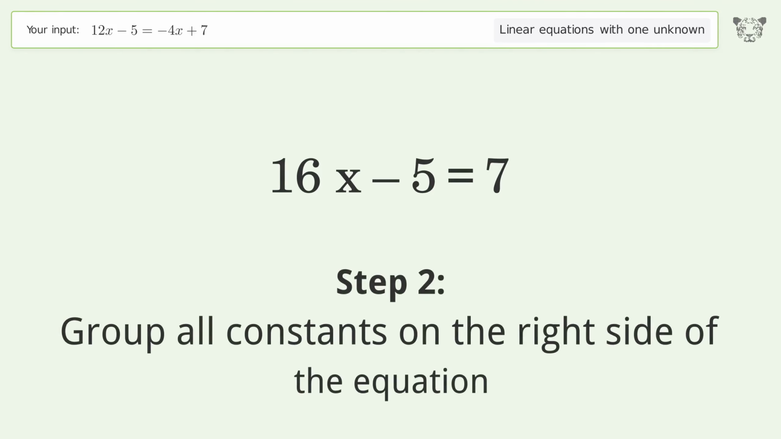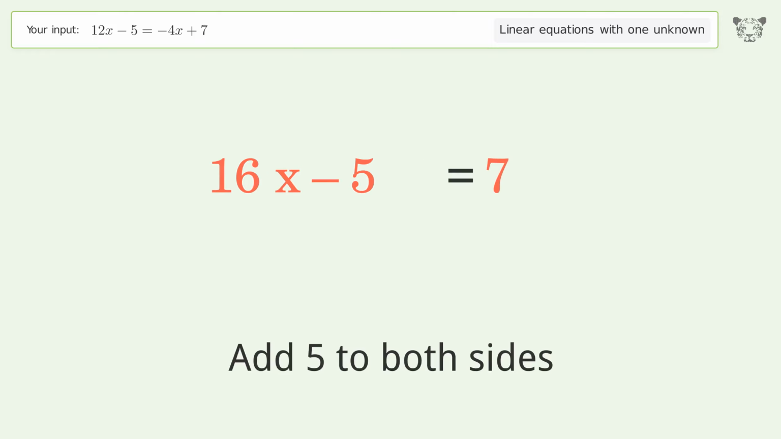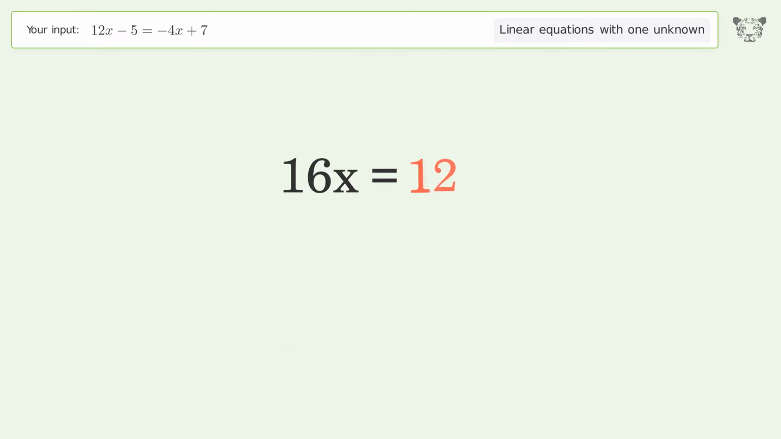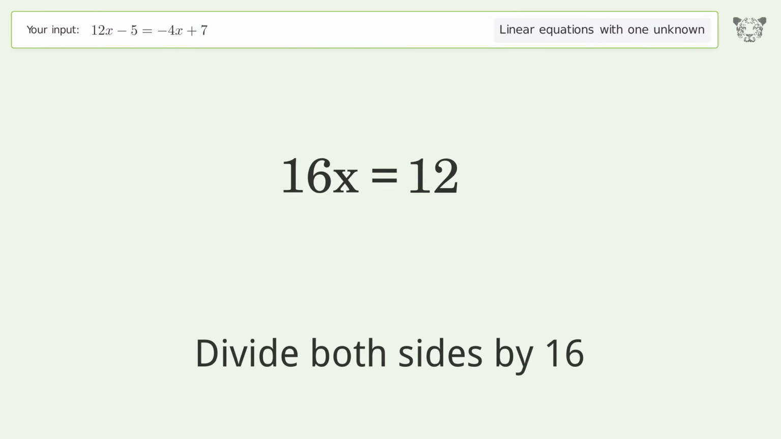Group all constants on the right side of the equation. Add 5 to both sides. Simplify the arithmetic. Isolate the x. Divide both sides by 16.